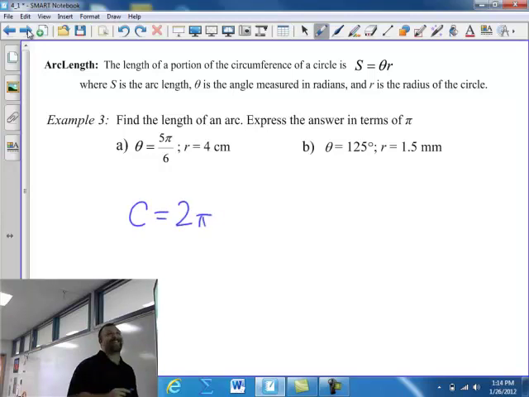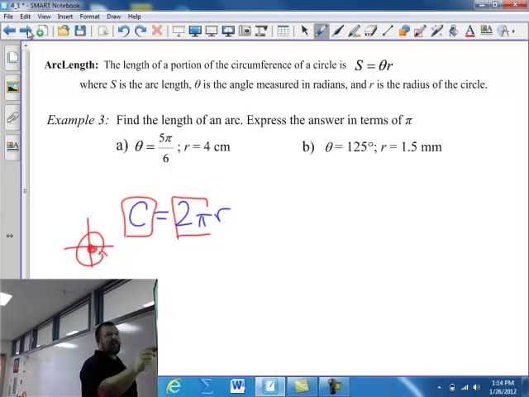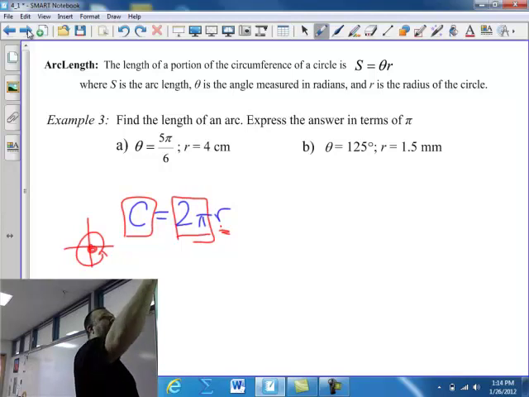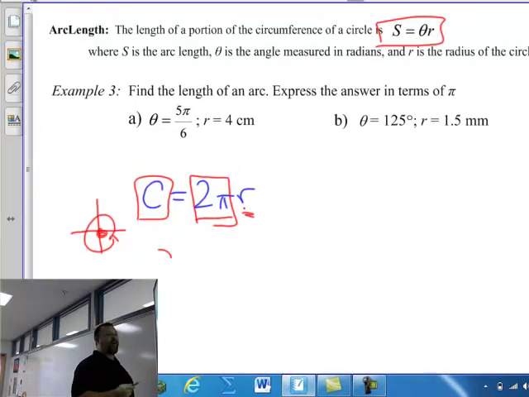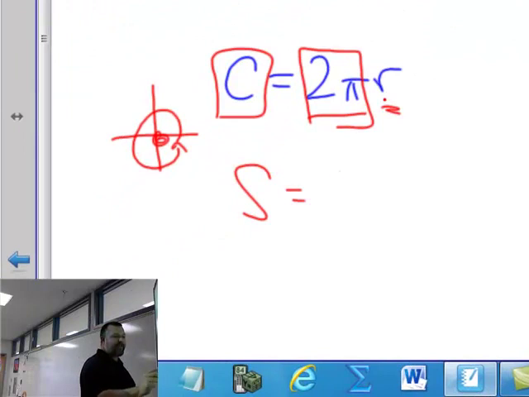Let's go back to the circumference of our circle. Circumference was arc length all the way around. If I go all the way around my circle, I've established that the central angle is 2 pi. So arc length is equal to the central angle times the radius. We formalize this with this formula: S for arc length equals the central angle times the radius.